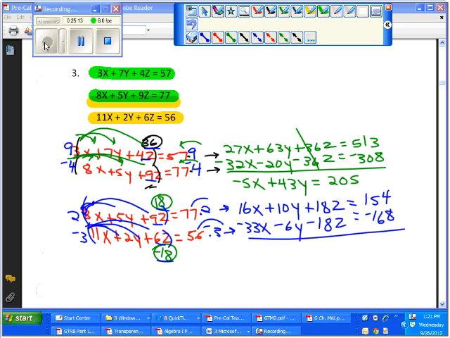It would do good to double check all your answers. One little mistake at the top of this and it's not fun to start over. Good. So y'all checking me as we go. All right, we eliminated the z's again. So this time we have 16 minus 33 is negative 17. 10 minus 6 is 4 for the y's. 154 minus 168 is negative 14.